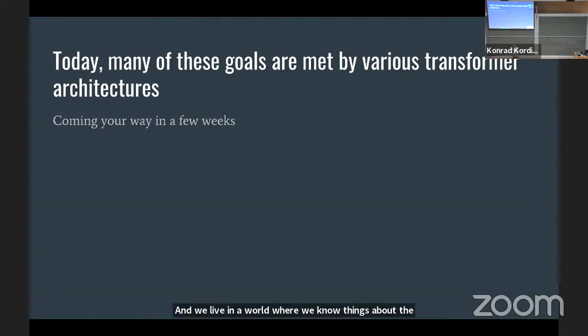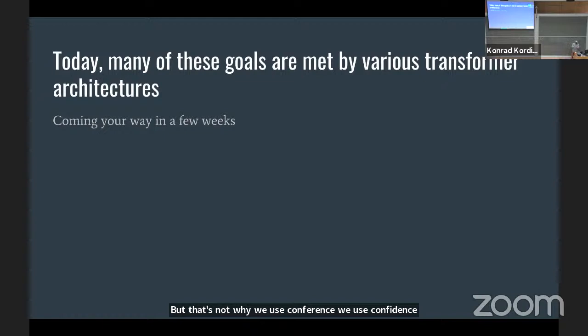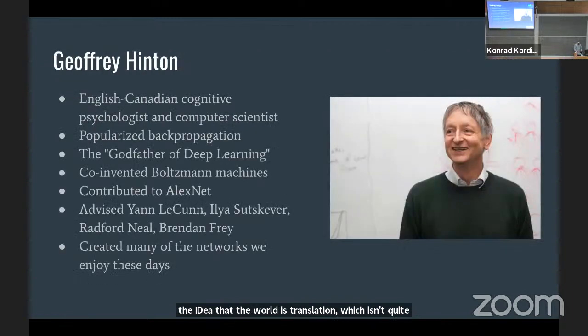As data scientists, we know that the right way to organize algorithms is to build in what we know about the world and make our algorithm be a result of what we know about the world. But that's not why we use convnets. We use convnets because they work, and they're very weakly driven by the idea that the world is translation invariant, which isn't quite right. And you'll hear about that.